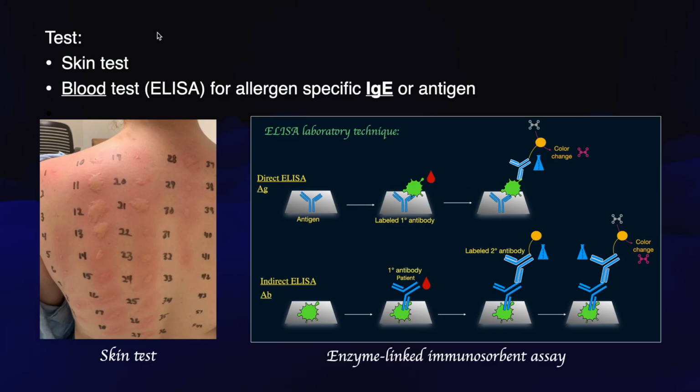And last but not least, we're going to talk how to test these patients. So we can do skin tests and blood tests. So here is a very good depiction from the internet, the skin test. I think you're familiar with this. Or blood test or ELISA test that will help us to find allergen-specific IgE antibodies or specific antigens. We're going to talk about this laboratory technique very thoroughly.